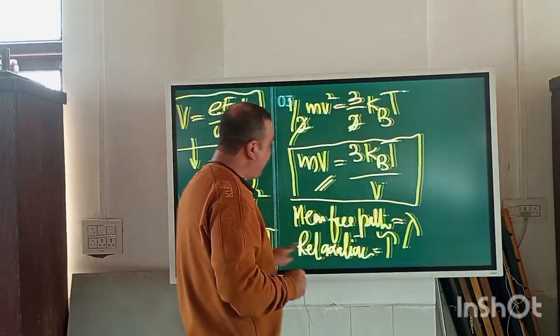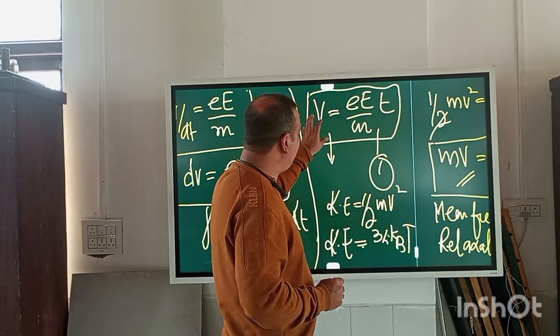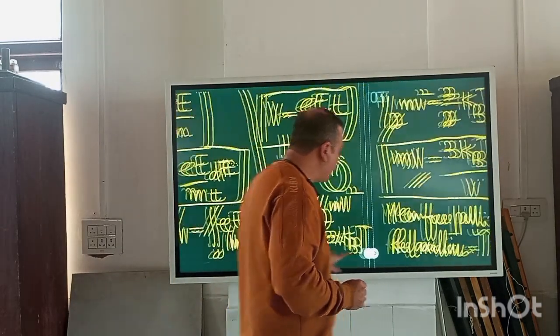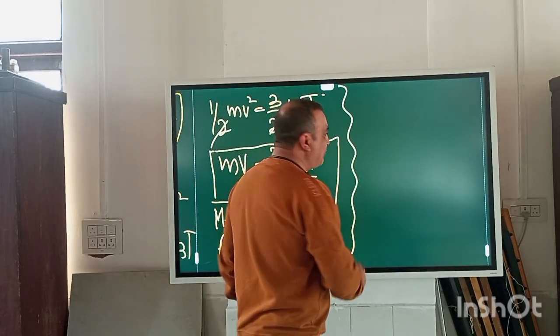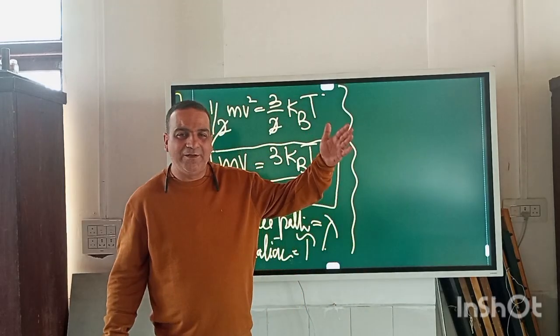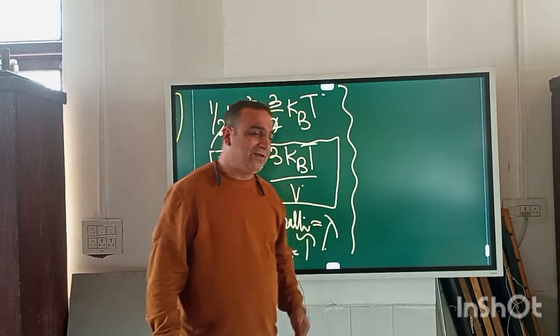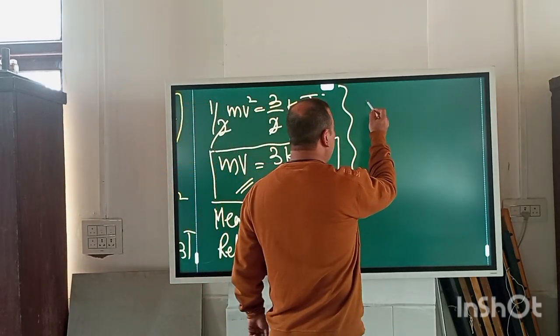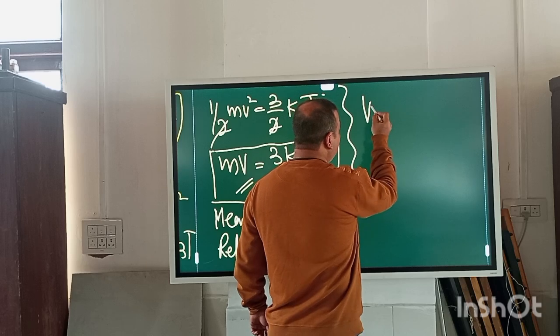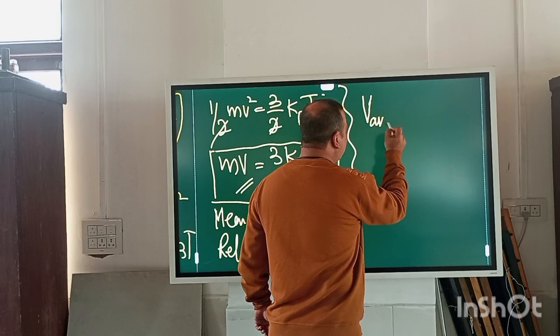Now, moving from here, this is my lambda, this is my tau, this is my mv, and I have v that's calculated over here. This is the v for one electron. Obviously, I'm talking about the range of point-like particles which we call electrons. There will be an average velocity of this electron. I call this v average.